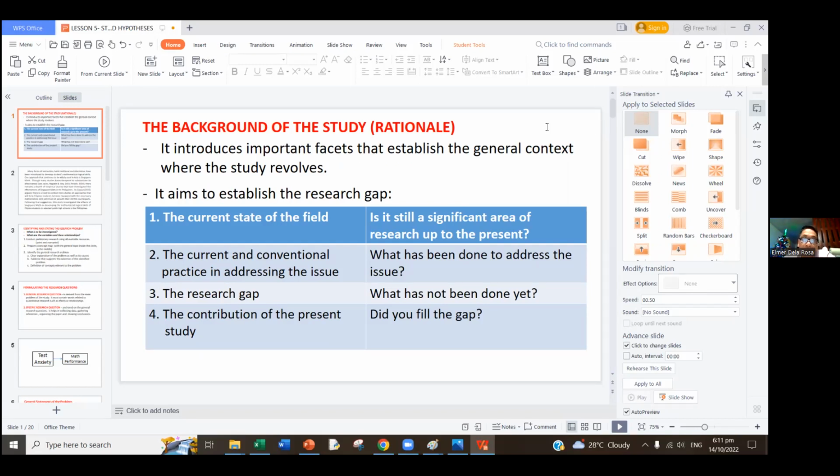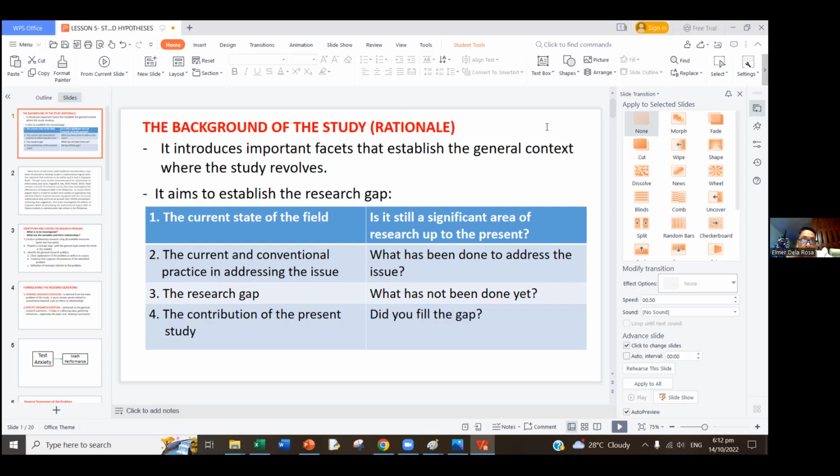So the first element of the background of the study is the current state of the field, which is still a significant area of research up to the present. Yung inaaral mo ba is still relevant? Okay, so there's an issue of relevance. After this slide, I'll show you an example how the background of the study is written in as far as the 4 elements of it are present or are concerned. So ulitin natin, the current state of the field talks about the relevance of the study up to the present. Basically, that's very important, no, to establish.